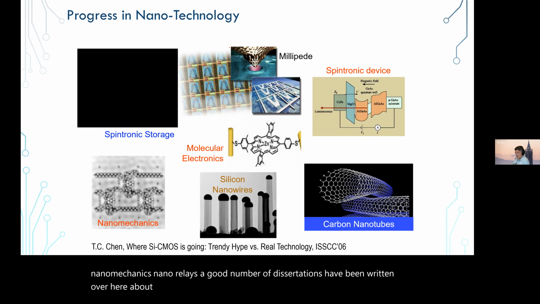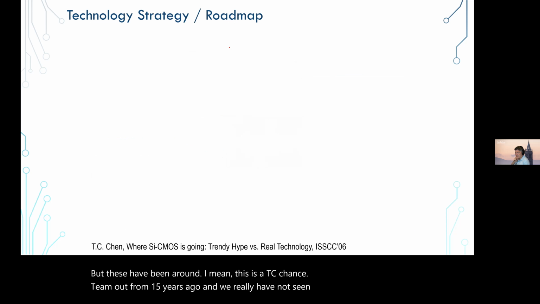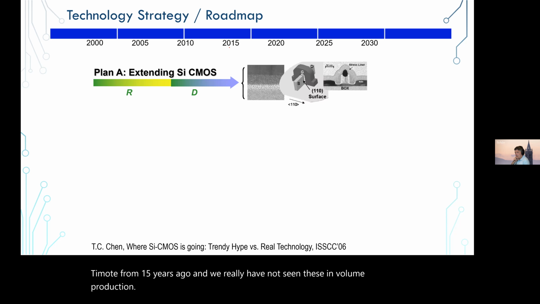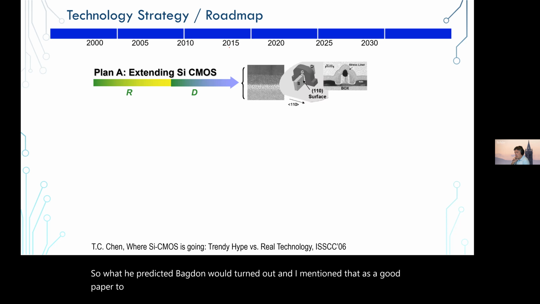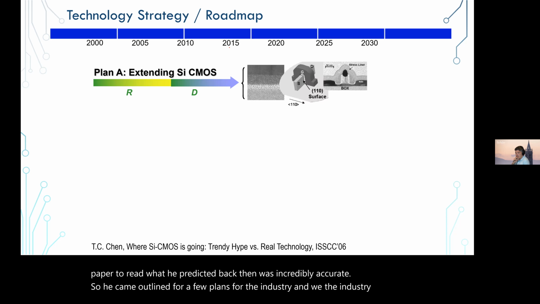We have seen nanotubes and nanowires, and molecular electronics show up, and quantum is something that is very popular. But these have been around. I mean, this is TC Chen's keynote from 15 years ago, and we really have not seen these in volume production. What he predicted back then, and I mentioned that as a good paper to read, was incredibly accurate. He outlined a few plans for the industry, and the industry has been really good at executing that.